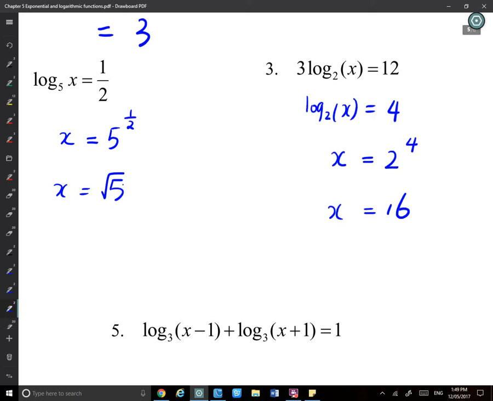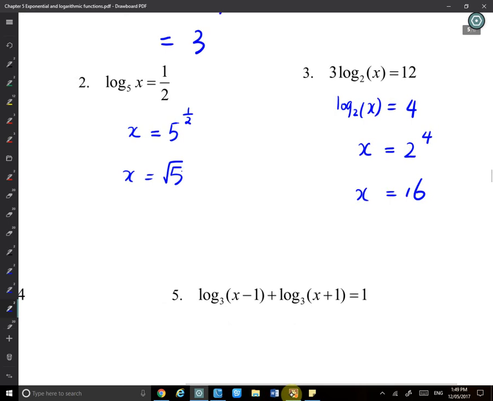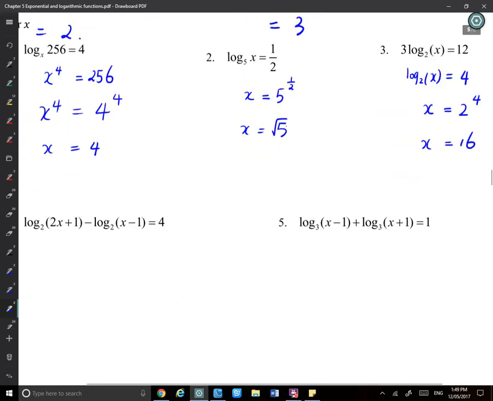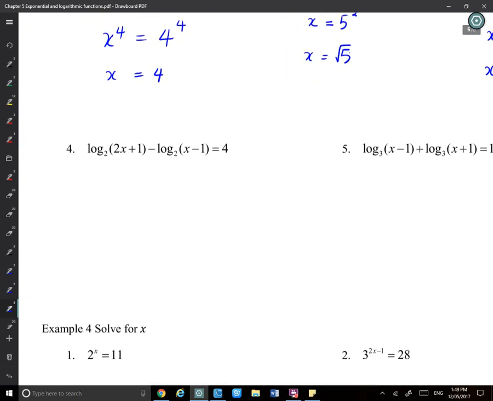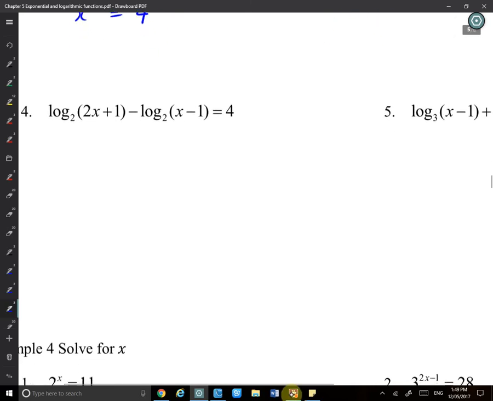So basically, if you want to change a log, we always think about exponential. We'll put things back to exponential and solve for it. The important thing is the next two.